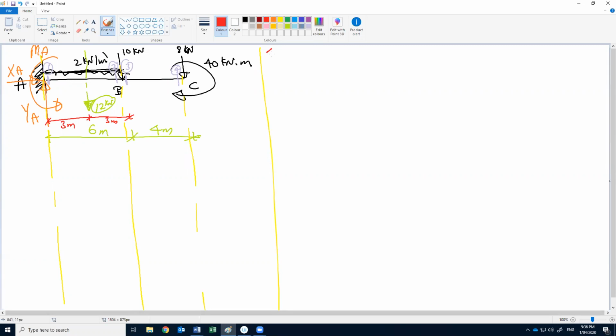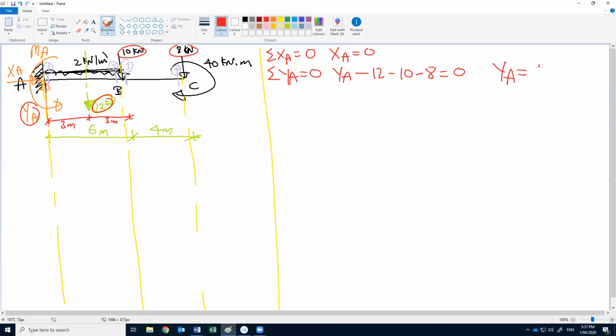The first calculation is the reactions. Summation of forces in X, XA equal to 0, so XA should be 0. Summation of forces in Y equal to 0. How many forces in the Y direction? 8, 10, 12, and YA. So YA minus 12 minus 10 minus 8 equals 0. This gives us YA equal to 30 kilonewton.